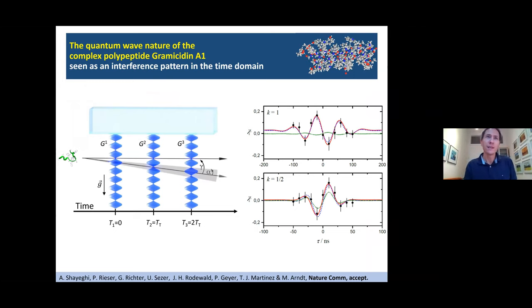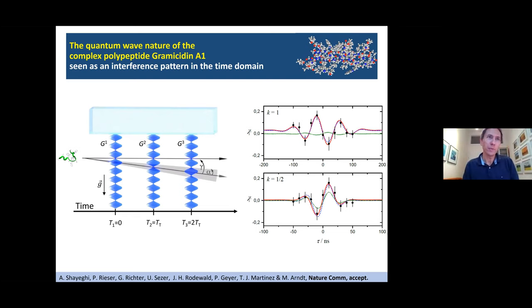And second, it's in the time domain. The interferometer is never on as a whole interferometer at the same time. The gratings come in a pulse sequence with 20 microsecond separation in this case. They're on for only 10 nanoseconds. Everything has to be timed extremely precisely. And then again, every antinode will act like a bar in the nanomechanical grating, and every node will act like a slit.